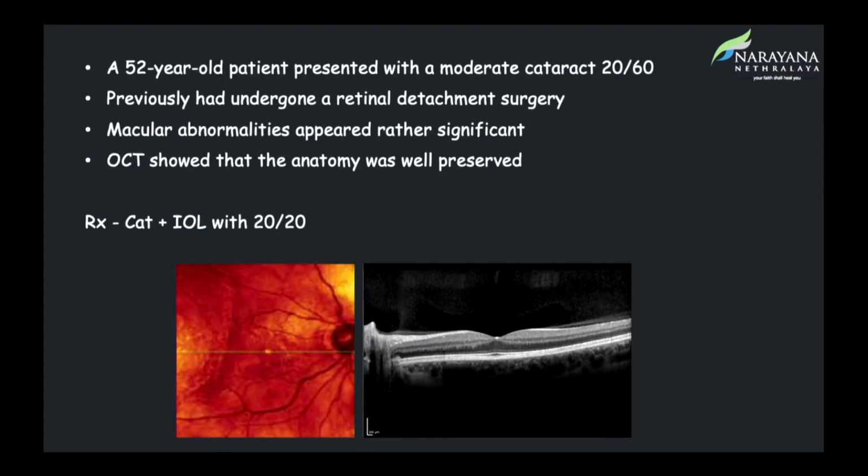Another one, where you see a 52-year-old patient. This patient had a moderate cataract with 20/60 vision, and previously had undergone retinal detachment surgery. If you look at the fundus, there is something abnormal. So, do you want to give a premium IOL for this patient?